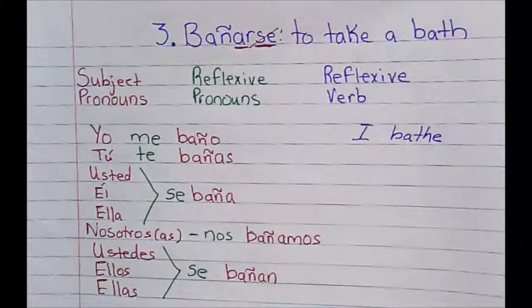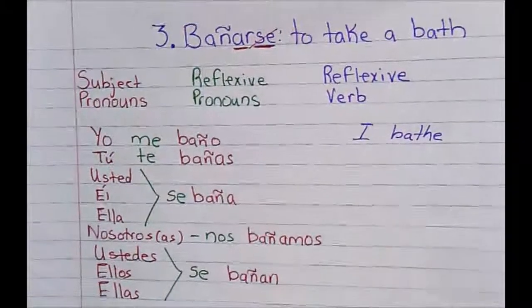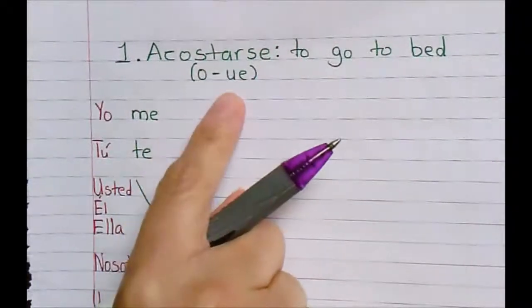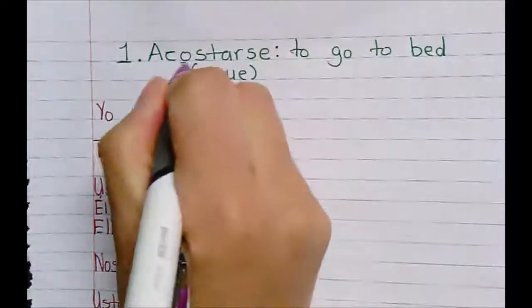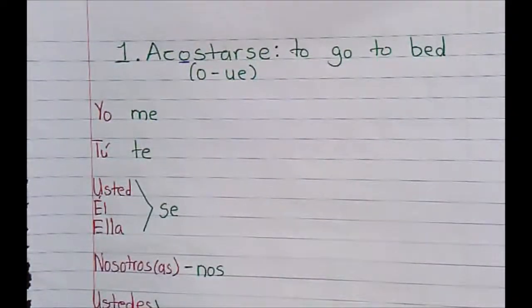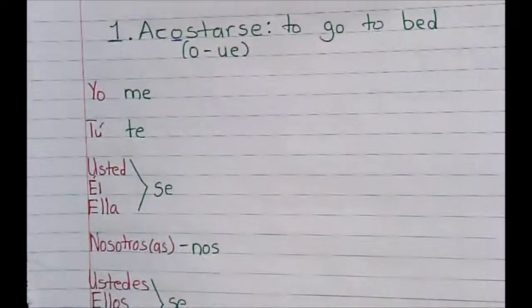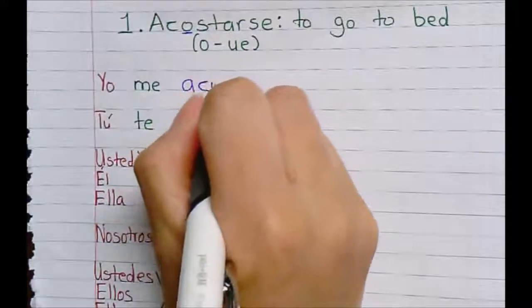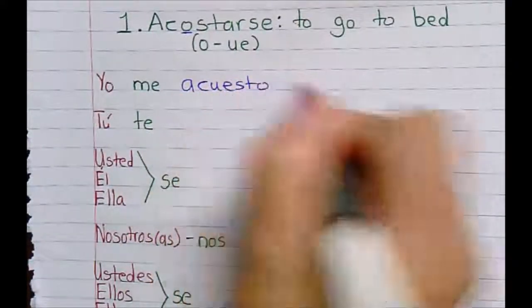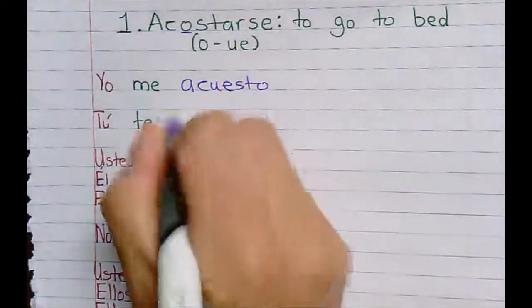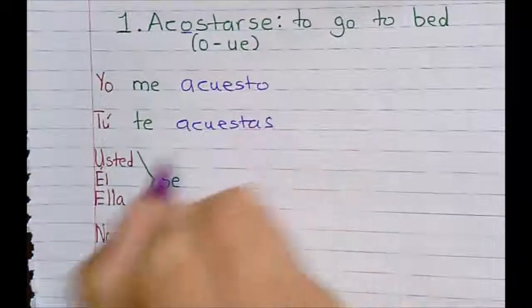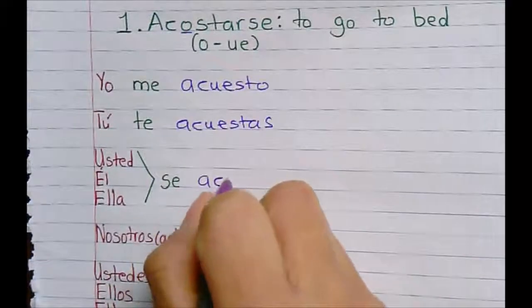Okay? Now I'm going to do a stem changing verb. And number 1 was a stem changing verb. When it has the O to UE, it lets you know that this O will go to UE on everything except for nosotros. Okay? So yo me acuesto. Tú te acuestas. Usted, él, ella se acuesta.